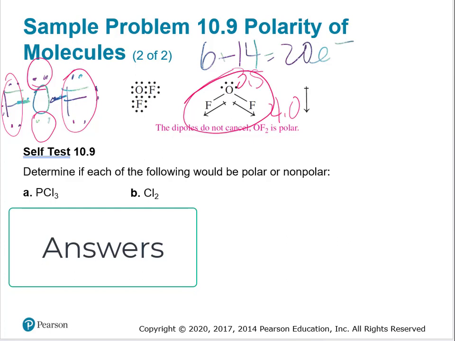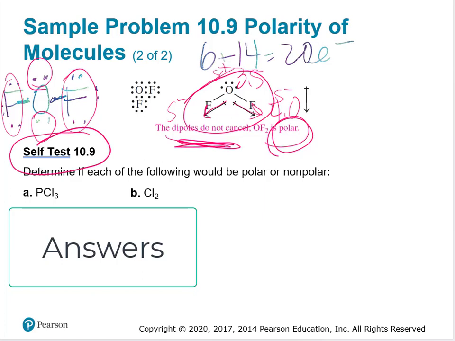So it is polar. We would show then arrows pointing towards the F's because the F's are the larger electronegativity values. Arrow towards the F, arrow towards the F. The F's are my slightly negative end. The oxygen is my slightly positive end. And because it is bent, those dipoles do not cancel. So this is a polar molecule.